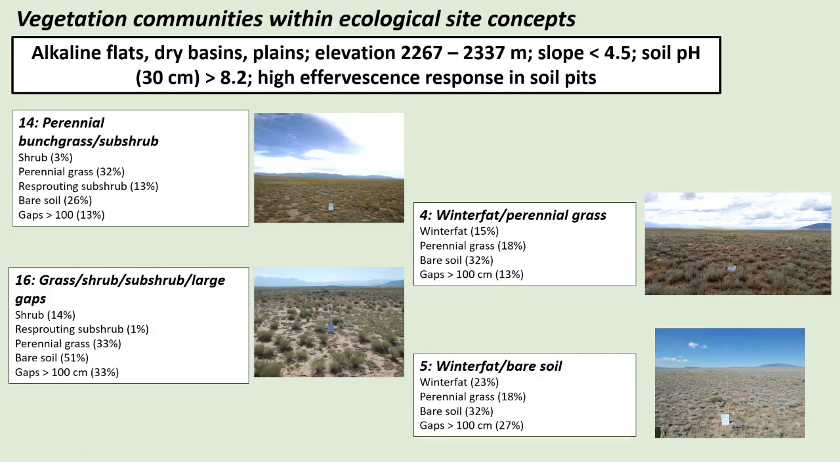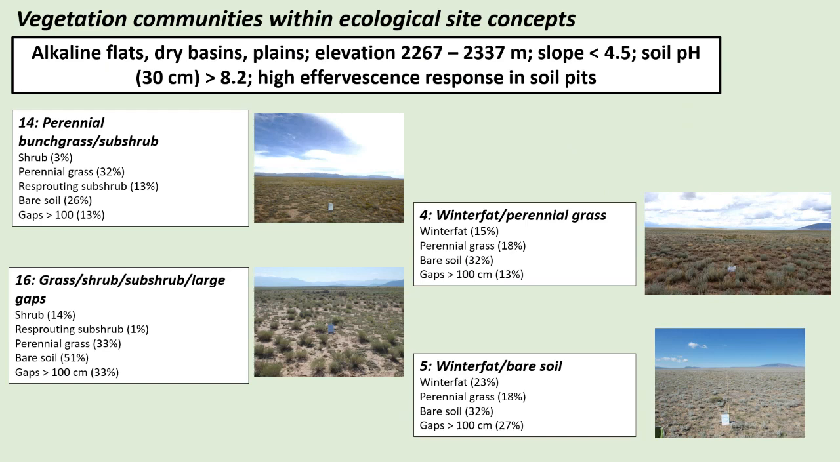So here's a bit more of a graphical representation of an ecological site concept for the alkaline flats and dry basins and plains, where we see a slope of less than 4.5, and alkaline soils with a high effervescence response in the soil pits. And we know that these vegetation communities all occur on this same ecological site concept. So I calculated new mean values of functional groups and structural indicators based just off of the plots in this ecological site concept.